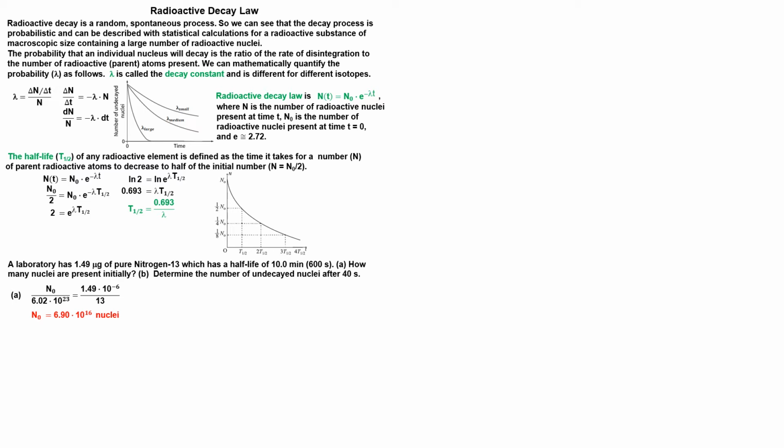Let's solve one example to make the theory clearer. To solve item A, we use the definition of the mole and Avogadro's number to find the number of nuclei that we have initially in the sample. The atomic mass is 13, so 13 grams will contain a number of nuclei that is equal to Avogadro's number. So the number of nuclei that we have initially is given by the ratio.